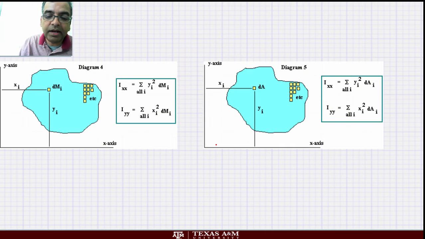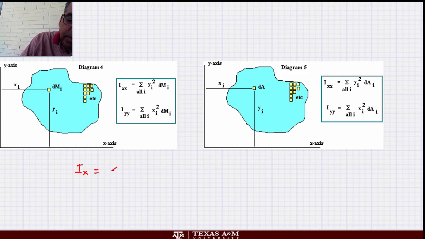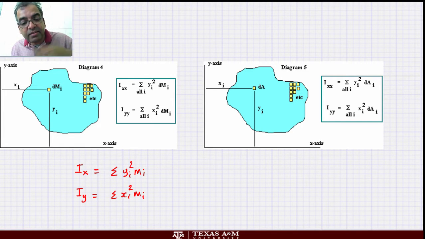Okay, so here it is. The moment of inertia around the x-axis for a planar region is summation of yi squared mi. Moment of inertia around the y-axis is summation of xi squared mi. So it tells you how much variance there is around the y-axis and how much variance there is around the x-axis. That's what it means, right?